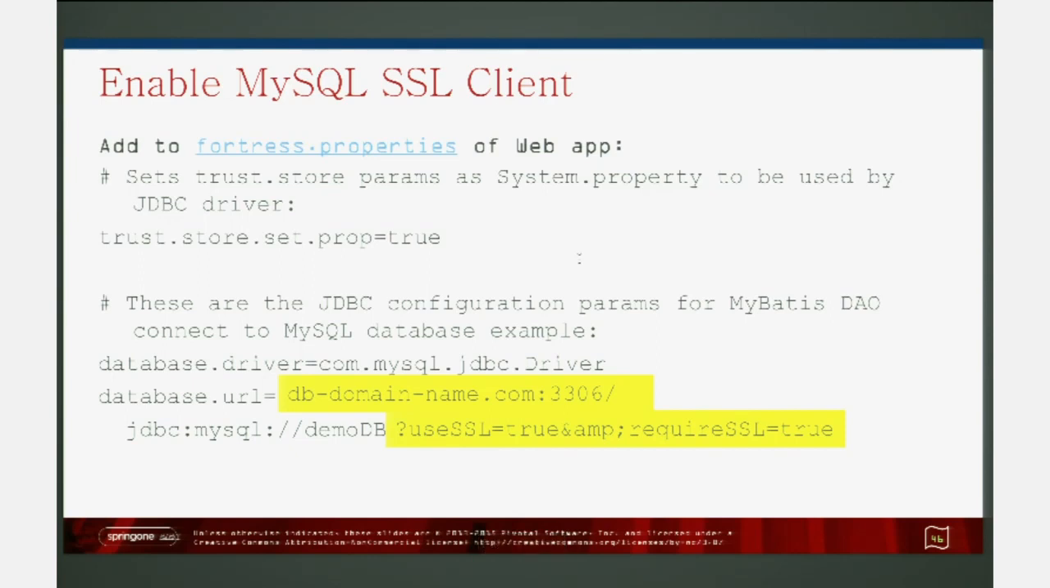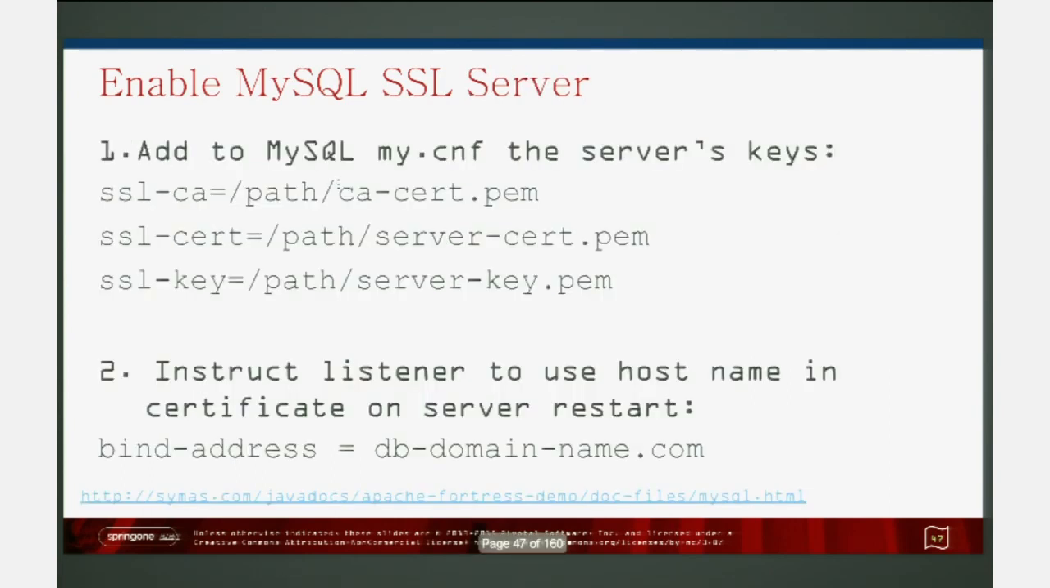In this particular application, we are using MySQL. And so with MySQL, all we have to do is add a string of characters to the end of the driver that tells it to use SSL, and then we're going to make the location of the trust store with the public key available to the runtime. On the server side, we're going to take the artifacts that we generated in step one, and make them available to MySQL by updating its config file, and then we're going to instruct the listener, the MySQL daemon, to listen to the host name that's in the certificate when it fires up.